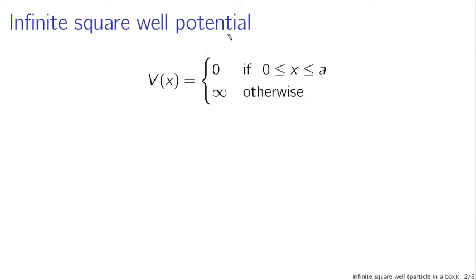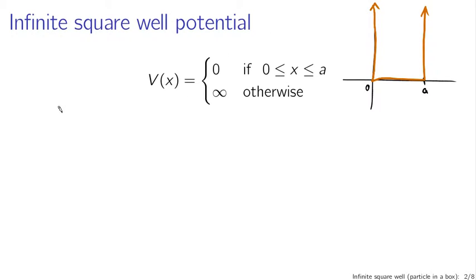What the potential ends up looking like is, if I plot this, going from 0 to A, the potential is infinity if you're outside the region between 0 and A, and 0 if you're in between 0 and A. So what does this look like when it comes to the Schrödinger equation?